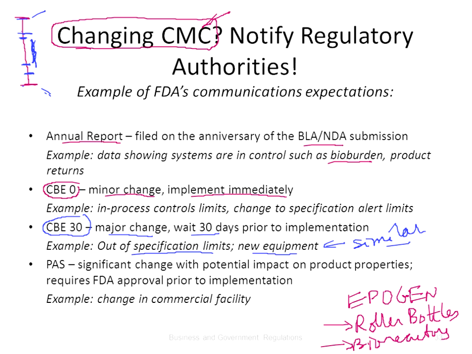Okay. And then the third category, which is the most significant, is prior approval supplement. Prior approval supplement. So PAS is prior. Another acronym for you. You guys will be dreaming about these acronyms tonight, right?